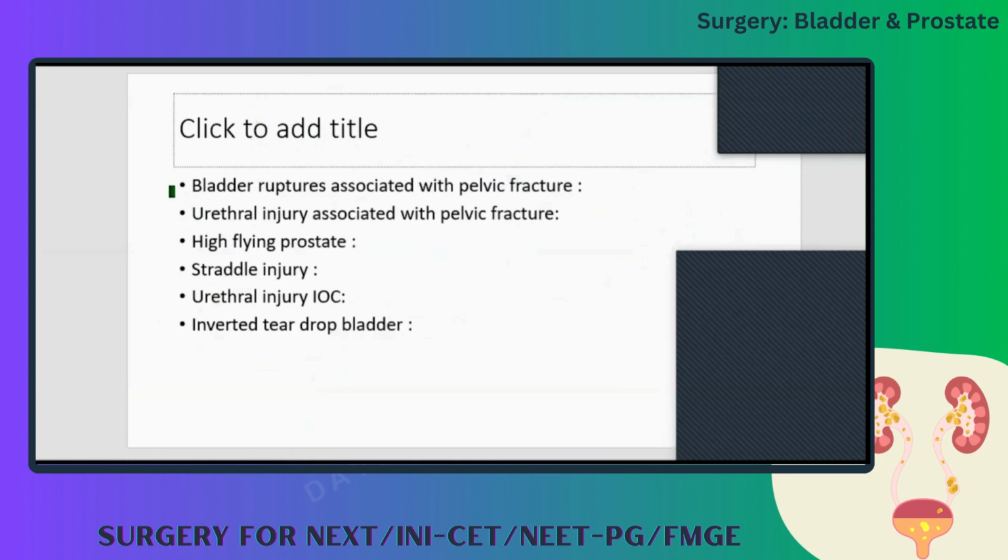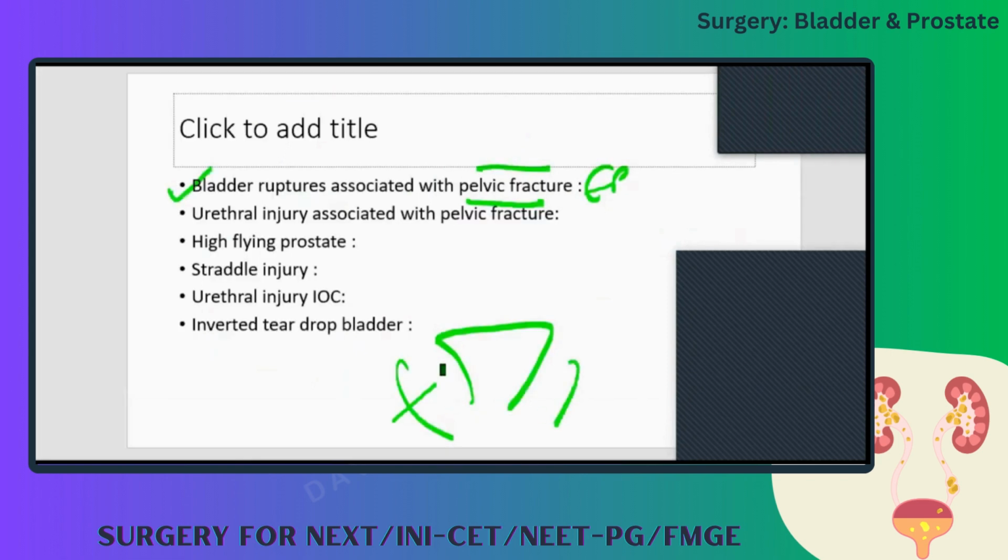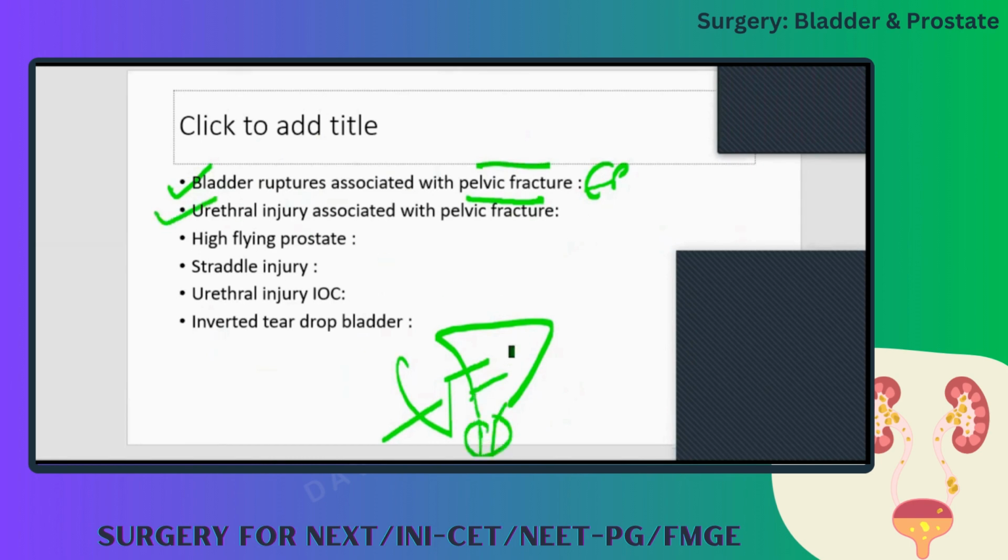So see here, bladder rupture associated with pelvic fracture is extraperitoneal. The pelvis lies here, so any pelvic injury will cause extraperitoneal injury to the bladder. Urethral injury associated with pelvic fracture is posterior urethral injury. I'll discuss it in the coming slides. What is the posterior urethra? We'll discuss.